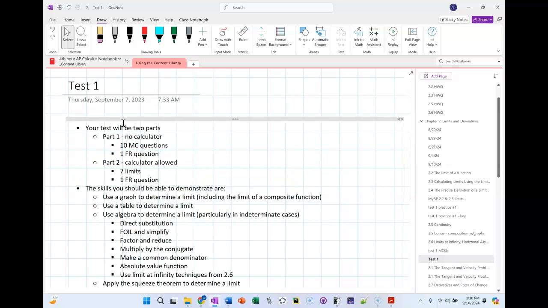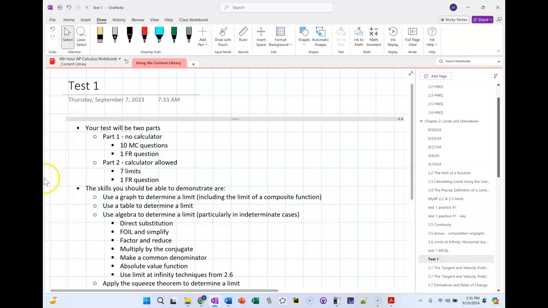Part 1, you'll have 10 multiple choice questions, which will look similar to the things that you saw in the MCQ practice that I gave you guys. There's like 40 or something in there to play with. And then 1, what I'll call like a free response question, like a normal question like I would have written. And then part 2, calculator is allowed, and you'll have 7 limit questions and 1 like free response question. So again, like, a question I would have written.